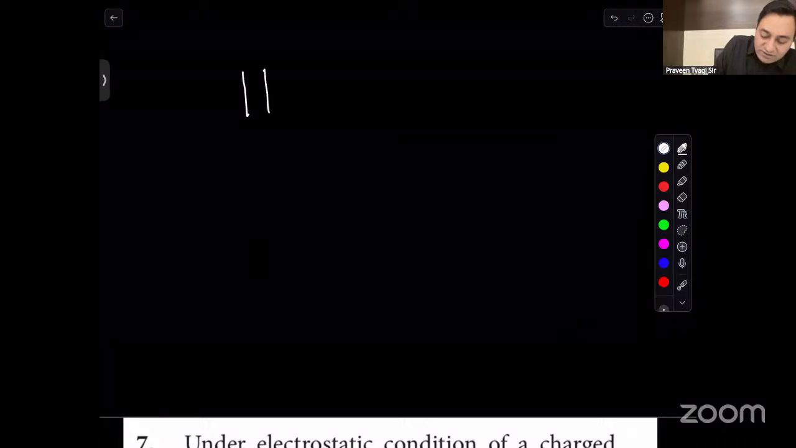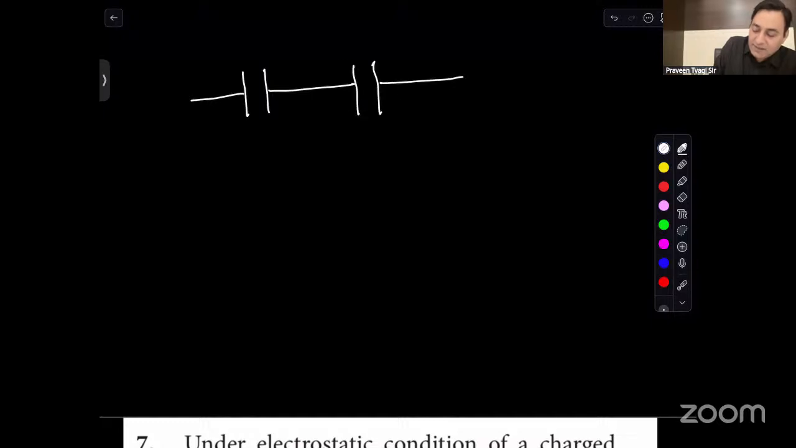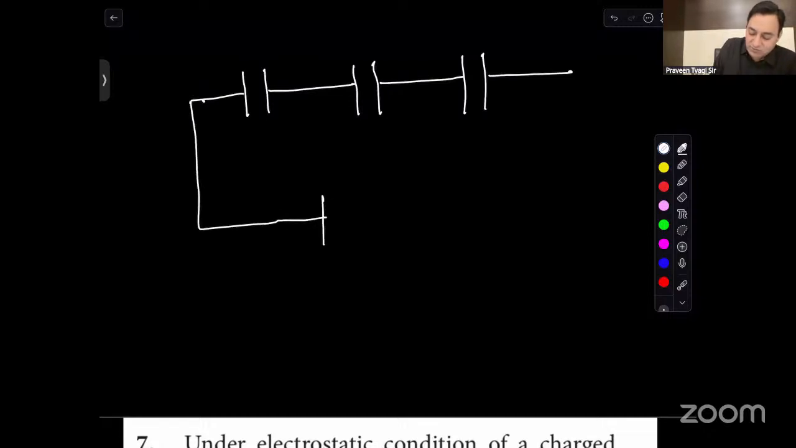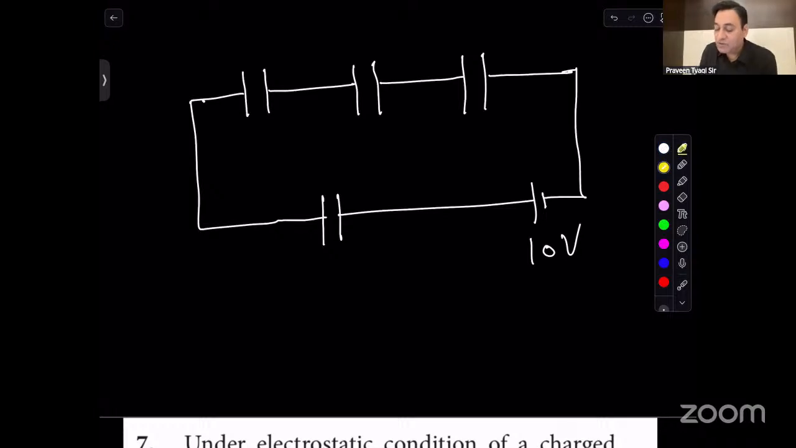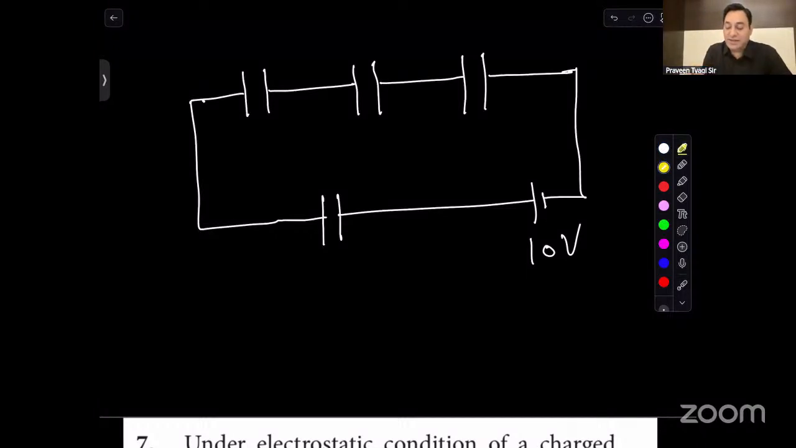Suppose I tell you that there is a capacitor here, another capacitor here, another capacitor here, and then I have a battery. Now try to understand this. This is a 10 volt battery. Now, suppose all four of them are in series, just see this. And what is series, understand it. You need to understand and get clarity on what is happening.